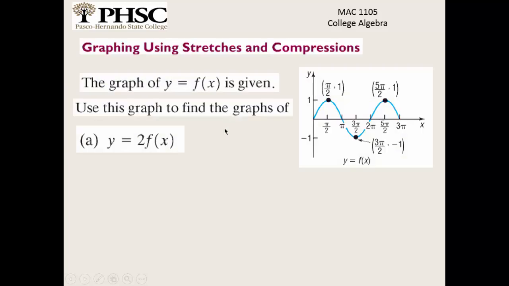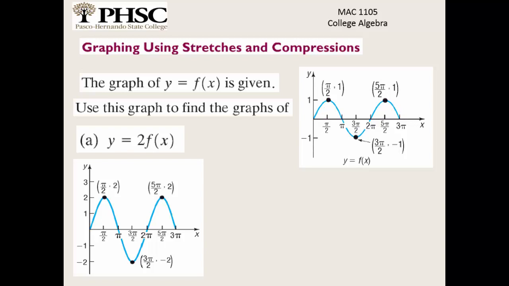Here the graph of y equals f of x is given. So y equals 2 times f of x becomes the following graph. As you can see, what we did is we multiplied the output by 2.